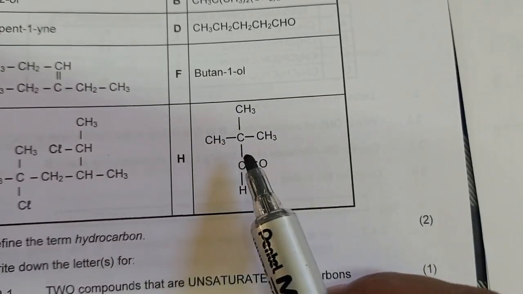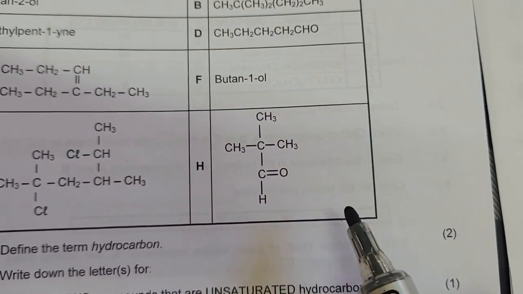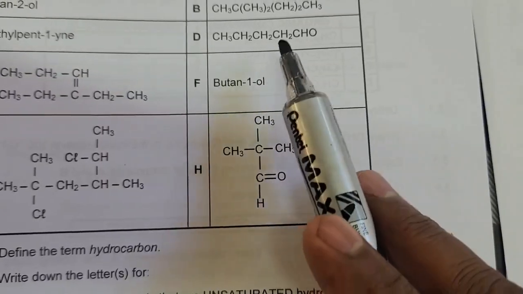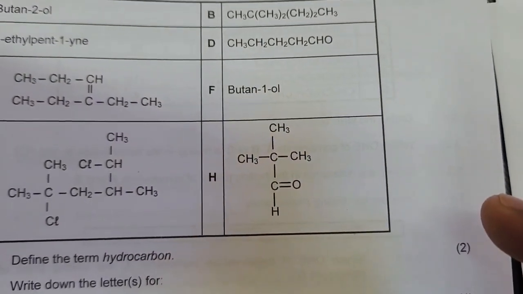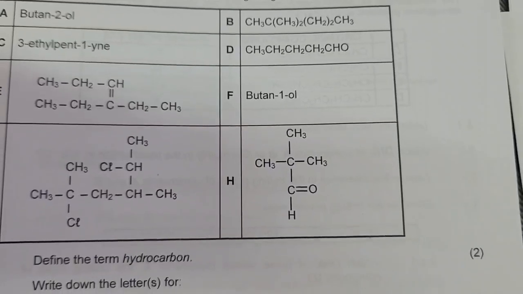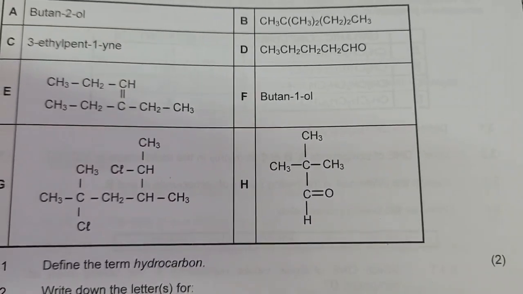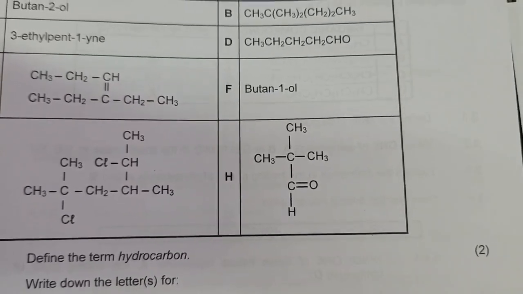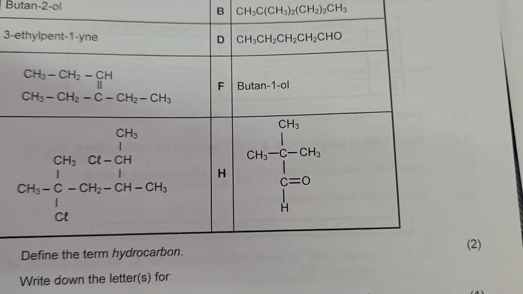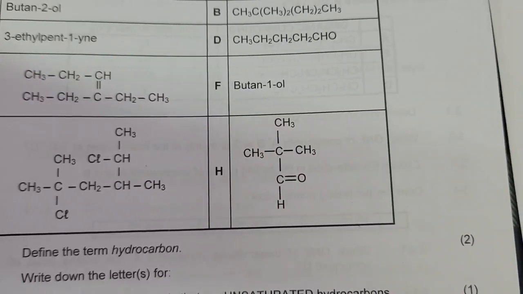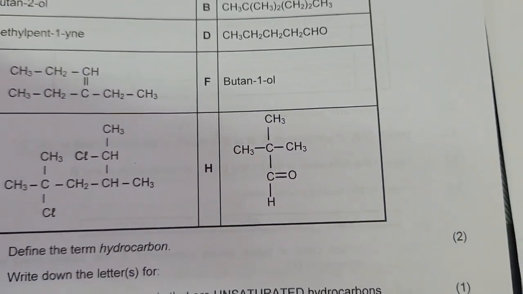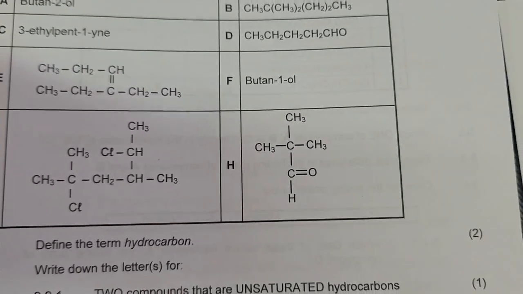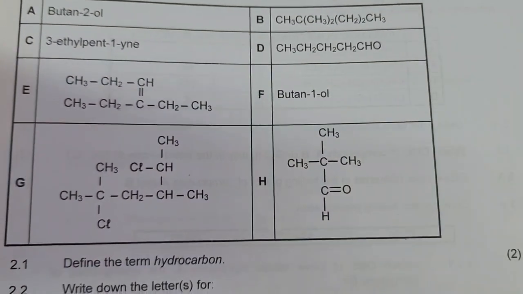And this one, it's an aldehyde. The carbon atoms, there are 5, and that is the chain isomer of D. D and H are chain isomers. Therefore, if you can quickly name it, you can see that you've got 2,2-dimethyl, 1, 2, 3, propanal. Fine. Now we can answer the questions after this small analysis.